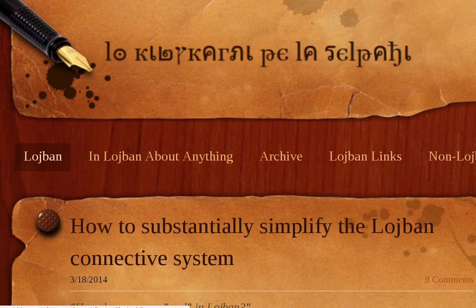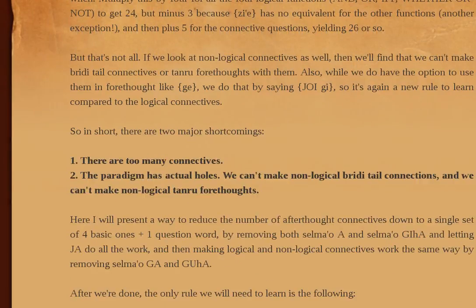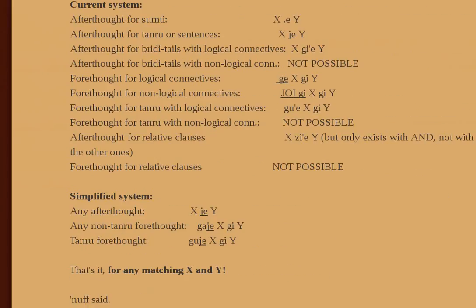So what are we talking about? What is this new connective system? Well, this is a blog post that Selpahi made in 2014, How to Substantially Simplify the Lojban Connective System. I recommend reading it. Down here we have a chart: this is the old system, which has all these things, and some things you can't even do at all. Not important things, so you don't really miss them, but some of the possibilities of how you could connect things aren't there at all, and the new system is simple and nice.